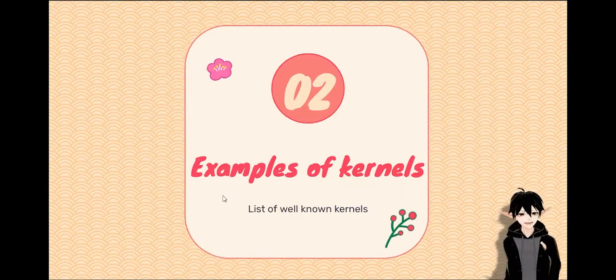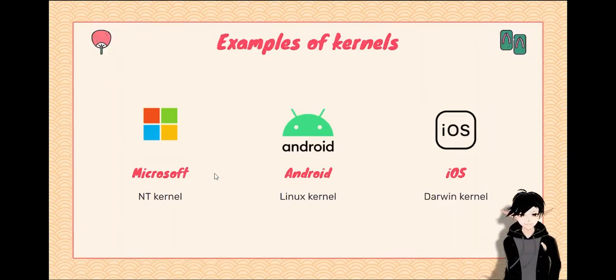Next, we have examples of kernels. Okay, so to make this easier, I have chosen a few examples from each operating system. Microsoft uses NT kernel, while Android uses Linux kernel, and iOS uses Darwin kernel. Not only these kernels are available, there are tons of other kernels available, be it custom or manufacturer made.